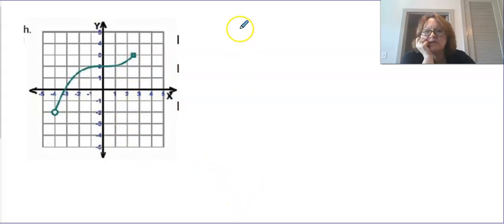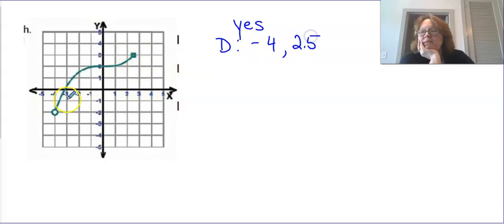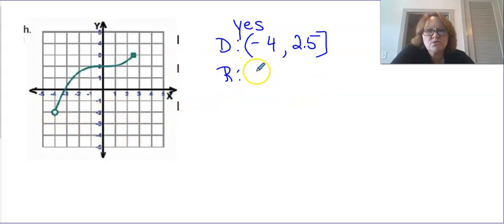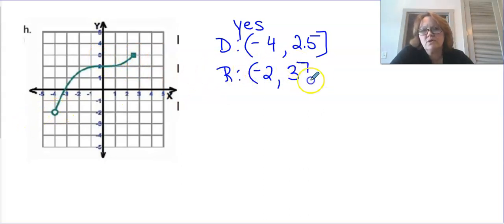Okay, so this is H, and this is a function. It passes the vertical line test. The domain starts at x equals -4, ends at, I'm going to say 2.5, 2.5 is fine. The -4 is not included, and the 2.5 is included. And then the range starts at y equals -2, ends at y equals 3. The -2 gets a parenthesis, and the 3 gets a bracket.